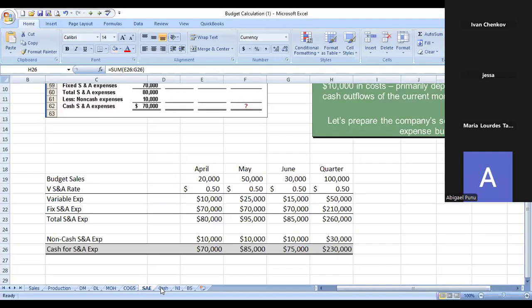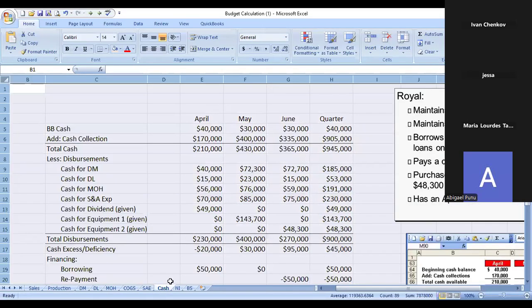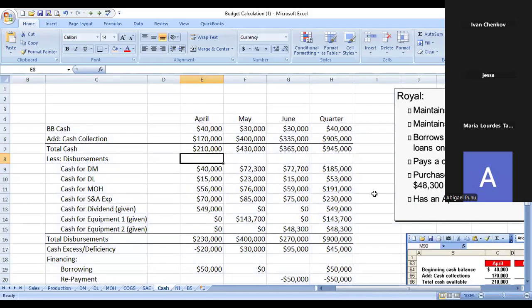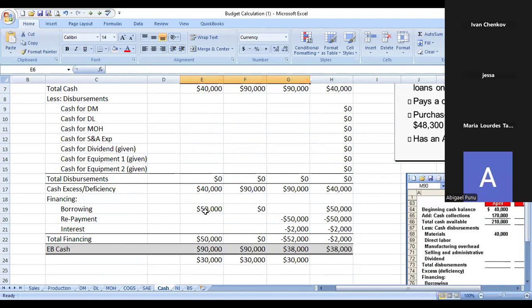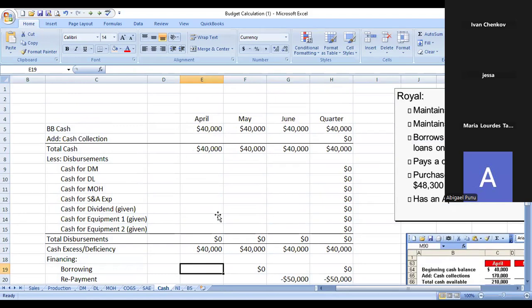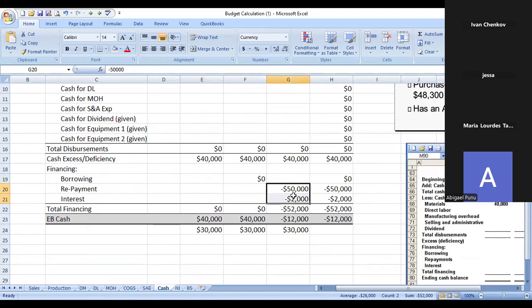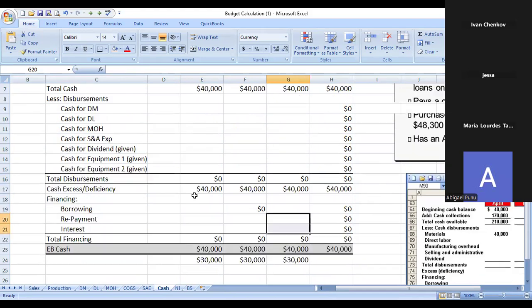So now we have to do our cash budget. Again, probably the most important budget, because once you go to the bank for a loan, the bank's going to ask you, show me your cash budget. How are we going to do this? Let me erase everything first, and let's do it together. I'm going to delete this borrowing, and I'm going to leave this one. Actually, you can get rid of everything.